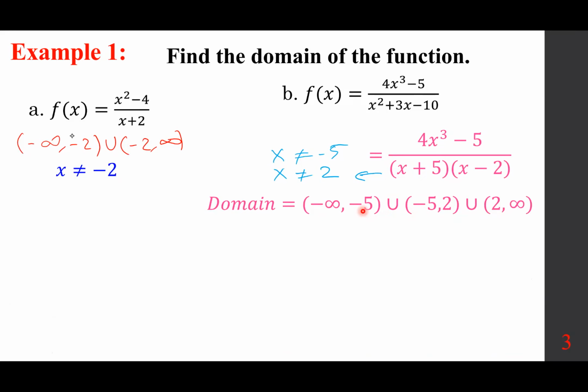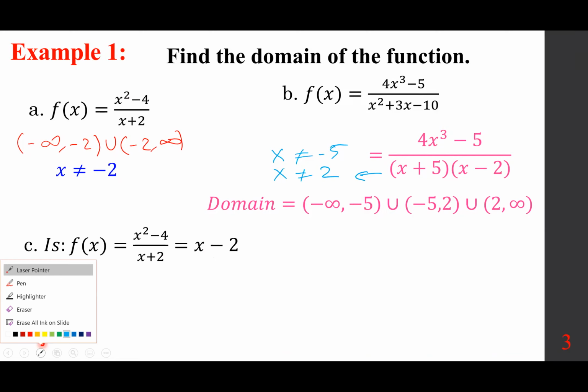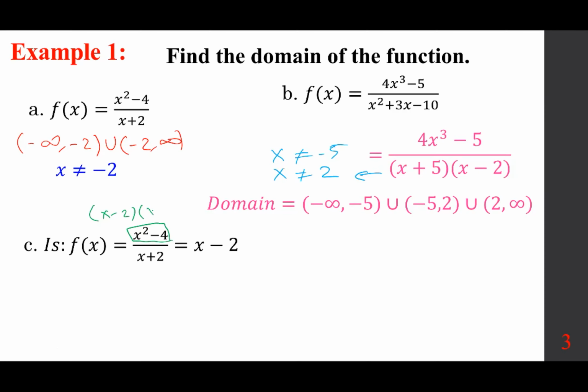Now, to finish this concept, as we look at this function, is it equal to that? And the reason we write it is because the numerator can be factored into x minus 2 times x plus 2, and you can cross out the x plus 2. Are they equal? That's the concept.